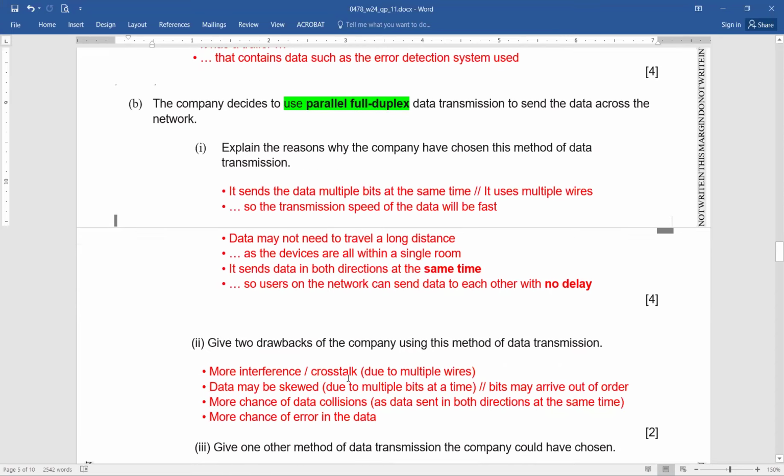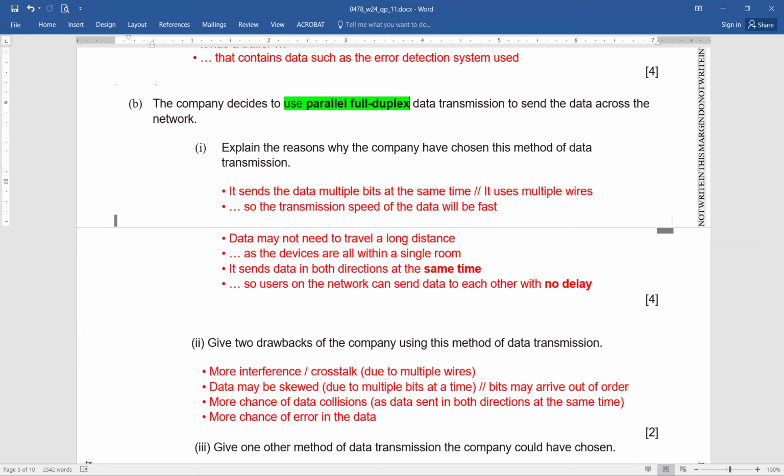More interference or cross-talking due to multiple wires. Data may be skewed, as said by Ali, due to multiple bits traveling at the same time, and the bits may reach out of order. More chances of data collision because the data is sent in both directions at the same time, and more chance of error in the data. Since the data is traveling in both directions, there is still a possibility of data collision. That is also something the student can write, and he will be able to score 2 out of 2. Easy? Okay, till now it's easy.